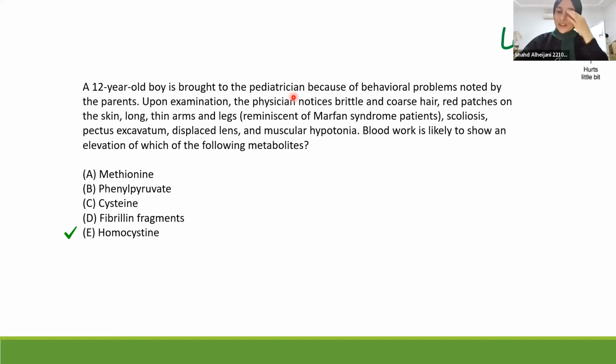Yes. So the defect is homocystinuria. The main sign is the long, thin arms and legs and the displaced lens. The other stuff are just general symptoms. They won't help us identify the defect. So as long as you remember that the long, thin arms and the displaced lens are related to homocystinuria, it's easy to figure out the answer.